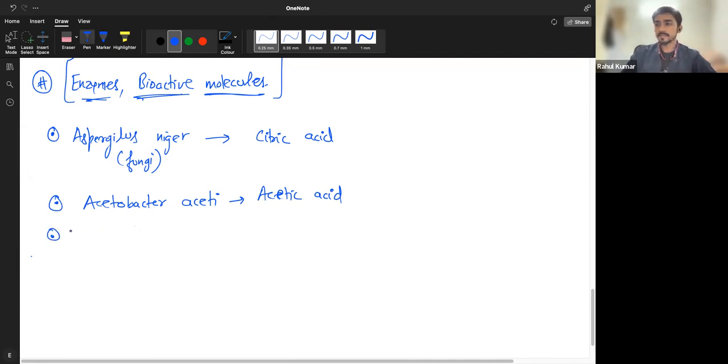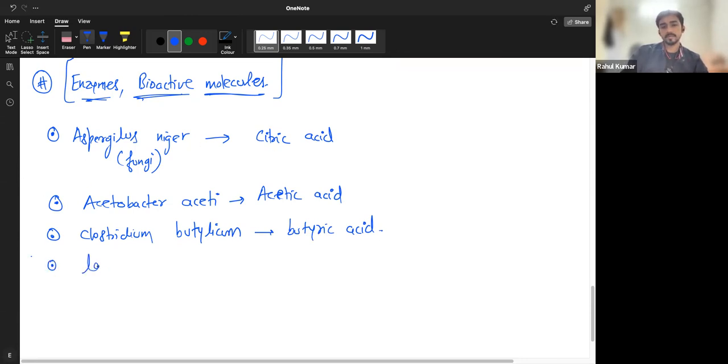Then there is butyric acid, and it is by Clostridium butylicum. The name butylicum, it produces butyric acid, another organic acid that is used for certain drugs and medicines. And then of course we studied Lactobacillus, which produces lactic acid, which helps in curdling.